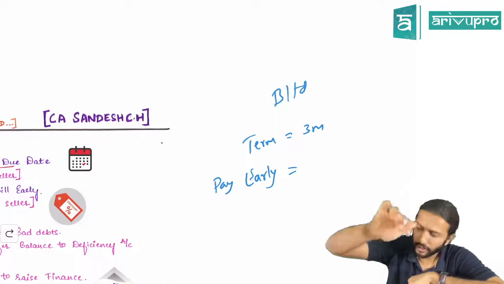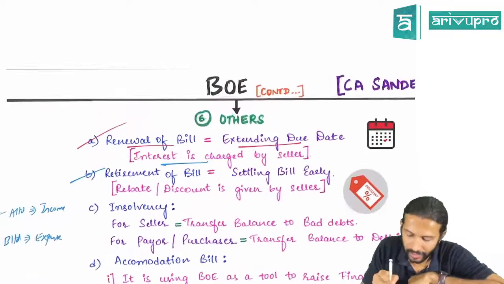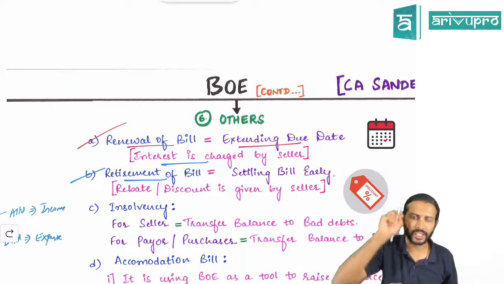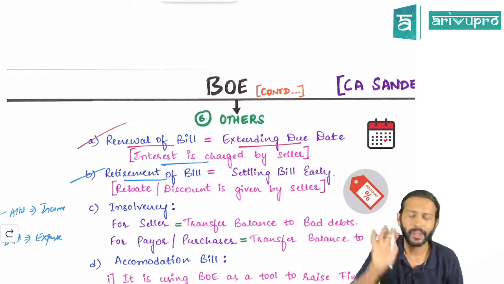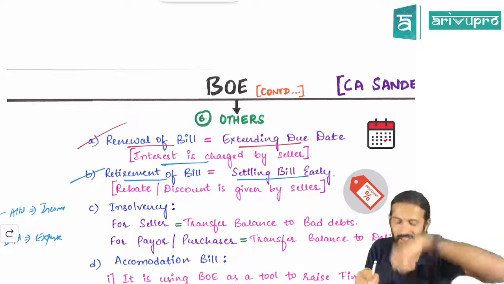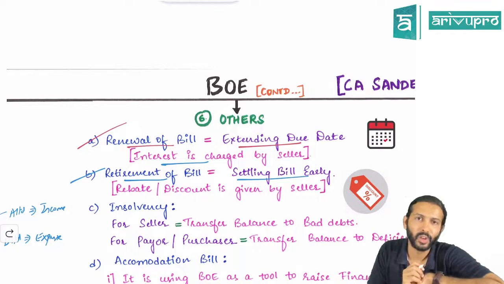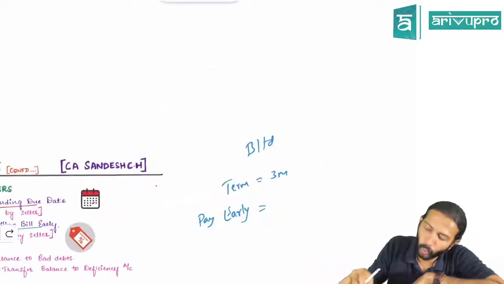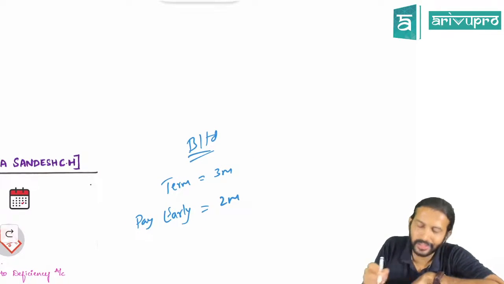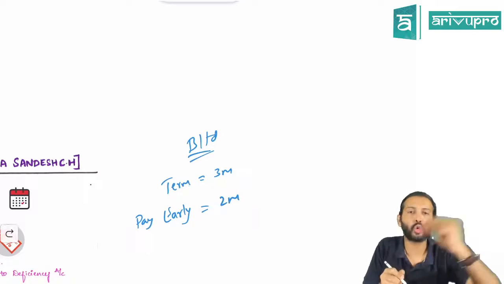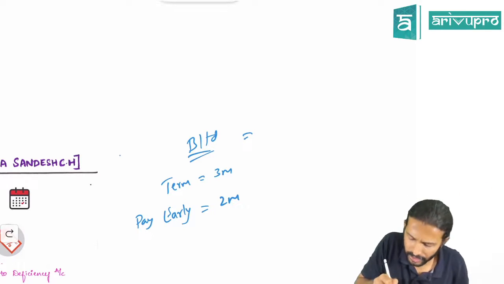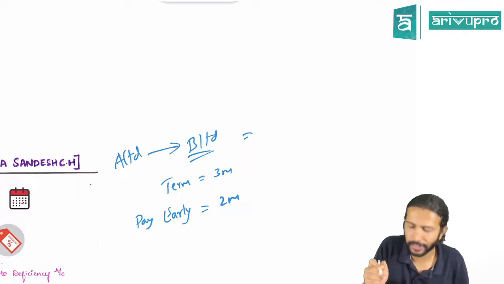If there is an early payment, we call it retirement of bill. Instead of saying early payment, the term used is retirement of bill. That simply means settling the bill early. First case was delay, next case is early. Now instead of paying within 3 months, he paid within 2 months. Now what will B Limited tell? Same scenario: A Limited has sold the goods to B Limited.